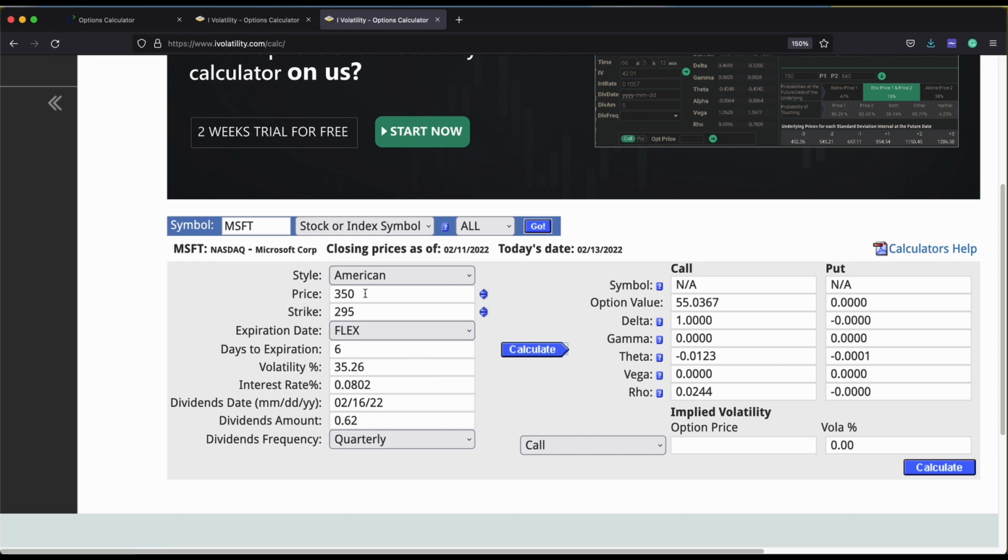Now let's take another scenario. For example, at this particular point, let's say I want to check Tesla.